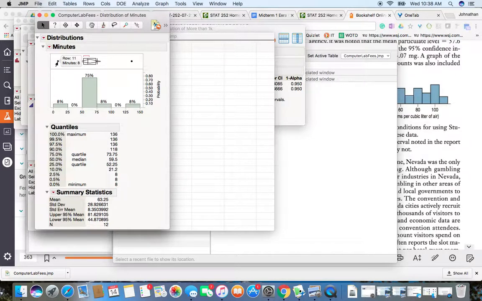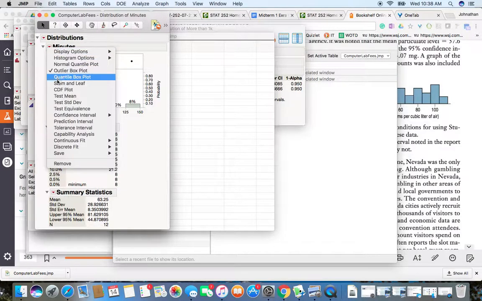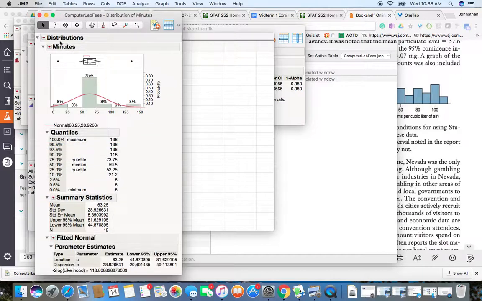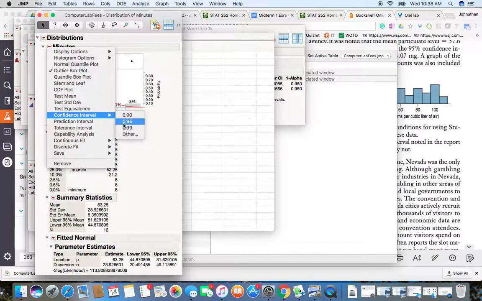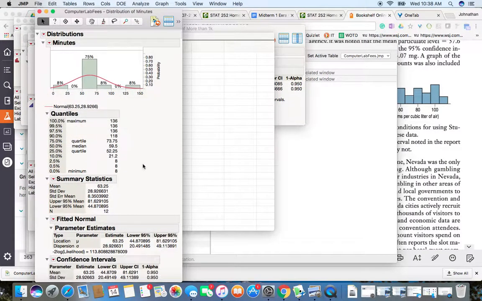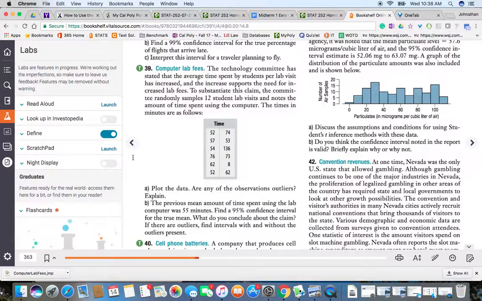All right, and then you can come up here and we can easily see our outliers by these two dots. So it's going to be row 11 with 8 minutes, and I believe this is row 9 with 136 minutes. We also need to come down here and continuous fit normal, and also we need to get our confidence intervals, 0.95.